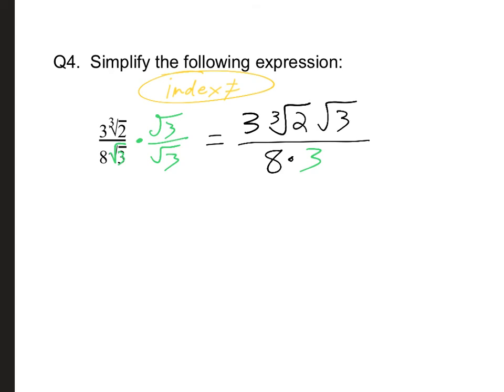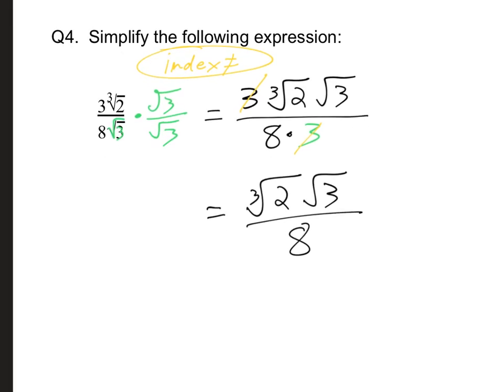At this point in time, before I simplify any further, note that we have a factor of 3 in the numerator. We have a factor of 3 in the denominator. Those two values will simplify. They will divide to give us 1. So our final answer is we're left with the cube root of 2 times the square root of 3 divided by 8. That is our fully rationalized expression.